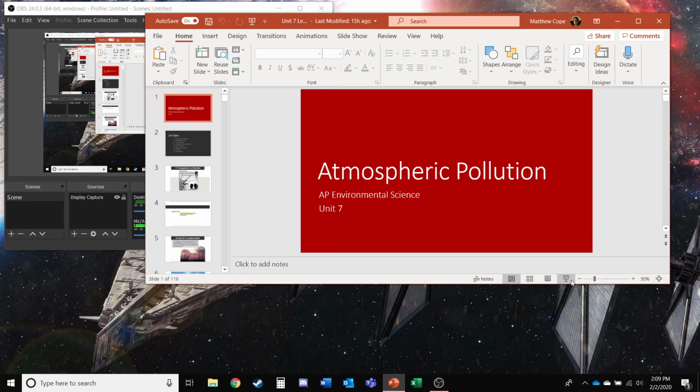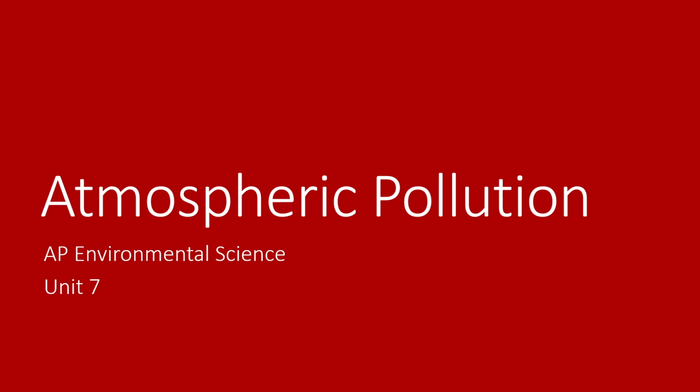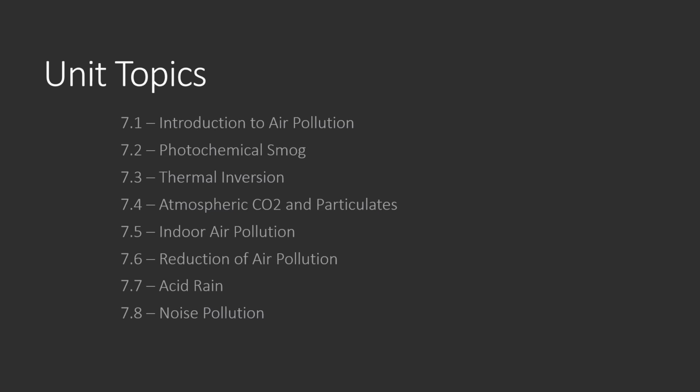Alright, welcome to Unit 7 for AP Environmental Science. Unit 7 is all about atmospheric pollution, and we're going to be going through the 8 topics for this unit. We'll have 8 separate videos, one for each of these topics, so the introduction to air pollution will be this video here. Then we will go into photochemical smog, thermal inversion, atmospheric carbon dioxide and particulates, indoor air pollution, reduction of air pollution, acid rain, and noise pollution.